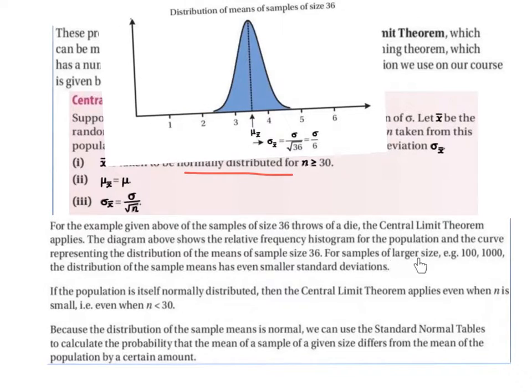For samples of larger size, for example 100 or 1000, the distribution of the sample means has an even smaller standard deviation. If the population is itself normally distributed, then the central limit theorem applies even when n is small, i.e. even when n is less than 30. Because the distribution of the sample means is normal, we can use the standard normal tables to calculate the probability that the mean of a sample of a given size differs from the mean of the population by a certain amount.